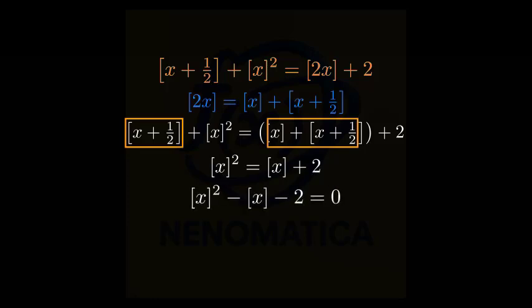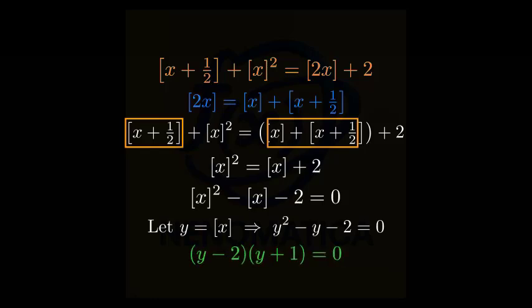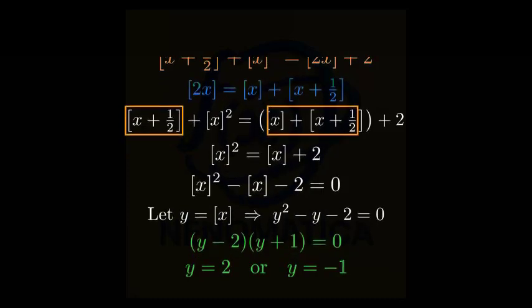Move all terms to one side to make a quadratic in the floor of x. Let y equal the floor of x. Then the equation becomes y squared minus y minus 2 equals 0. This factors as (y - 2) times (y + 1) equals 0. Therefore y equals 2, or y equals -1.